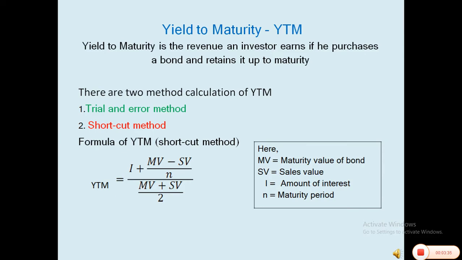Formula of YTM shortcut method. YTM equals I plus MB minus SB divided by N, divided by MB plus SB divided by 2. Here MB is maturity value of bond, SB is sales value of bond, I is amount of interest, N is maturity period of bond.